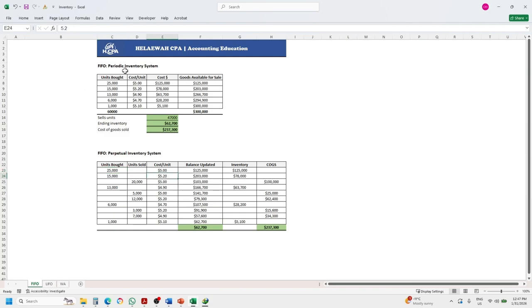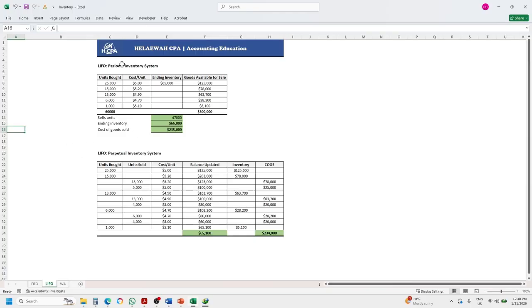And in FIFO periodic and perpetual, we reach the same ending result for the cost of goods sold and the ending balance, because it's the same. We start from the top and go down in both ways, whether we count and see, or we update after each transaction.